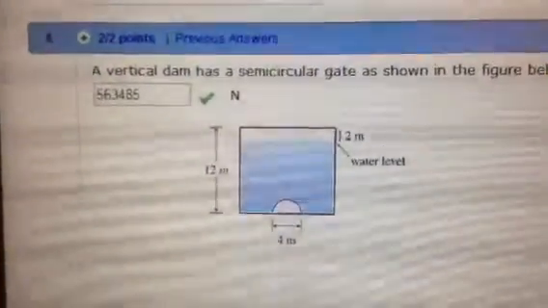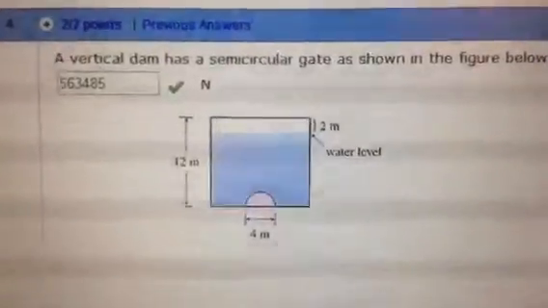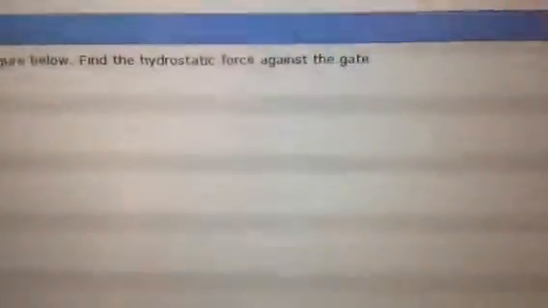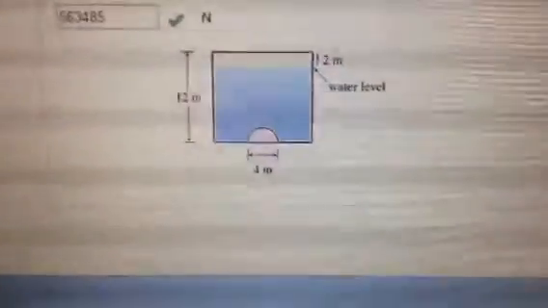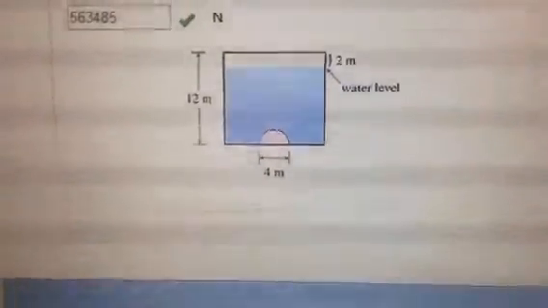Okay, so here we have a hydrostatic force problem. A vertical dam, looks more like a rectangle to me, with a semicircular gate. Find the hydrostatic force against the gate. It says 12 meters tall, but there's only 10 meters of water in there, so that's useless information.